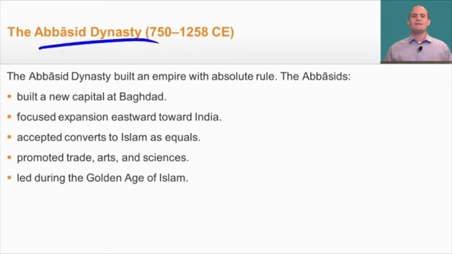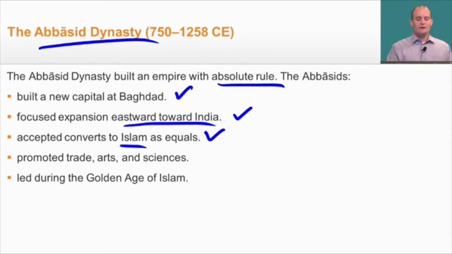Now the Abbasids, they built an empire with absolute rule, meaning the people at the top had complete control. And like we said, they built the new capital in Baghdad away from Damascus. They focused on expansion eastward toward India. They were not looking westward toward Europe. They accepted converts to Islam as equals. Now they promoted the trade, arts, as well as the sciences.